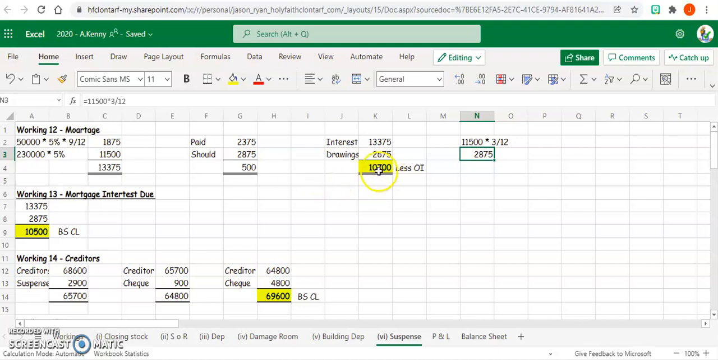So when we do our mortgage interest, or try to fix your suspense for mortgage interest, there's three figures we're looking for. We're looking for the operating income figure. We're looking to see whether we need to increase or decrease our mortgage interest because that figure is wrong. And then we're looking to see how much mortgage interest is due.